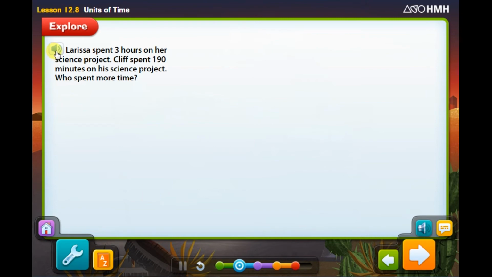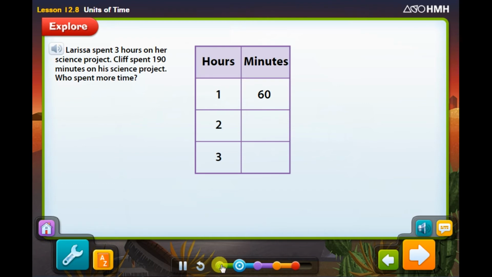Let's read the example. Larissa spent 3 hours on her science project. Cliff spent 190 minutes on his science project. Who spent more time? Let's make a table that relates hours and minutes, since 1 hour is equal to 60 minutes.